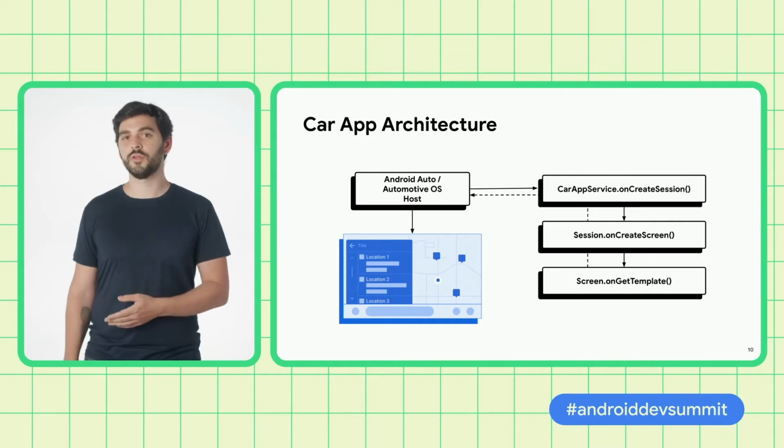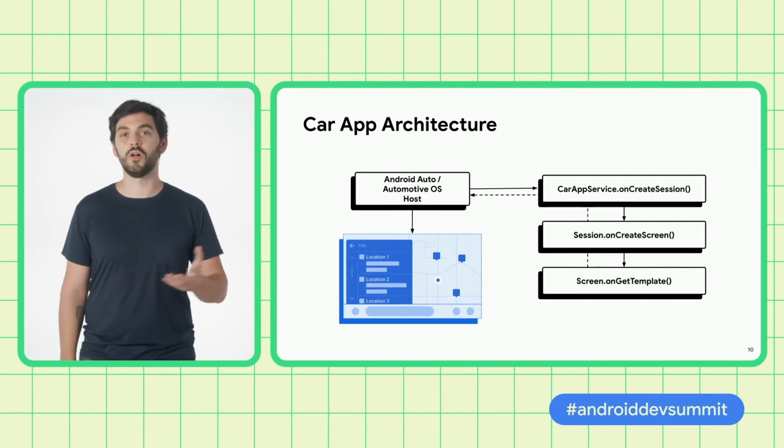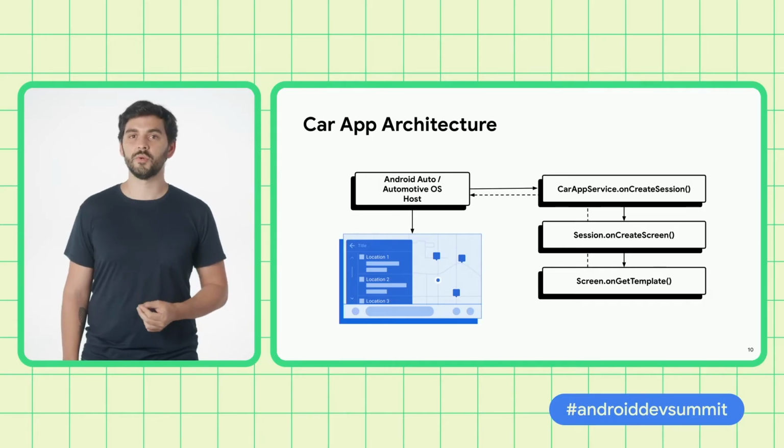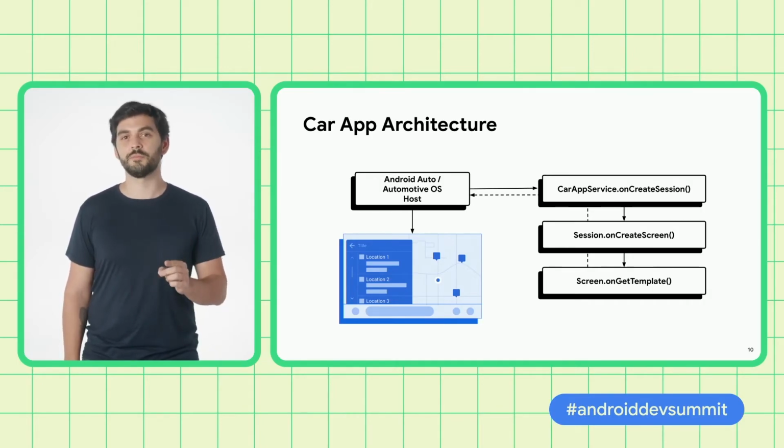With Android Auto, you will find the same look and feel across all vehicles. And with Android Automotive OS, you will find the rendered UI influenced by OEM customizations, so your app will feel like it belongs in that specific car without any extra effort on your part.